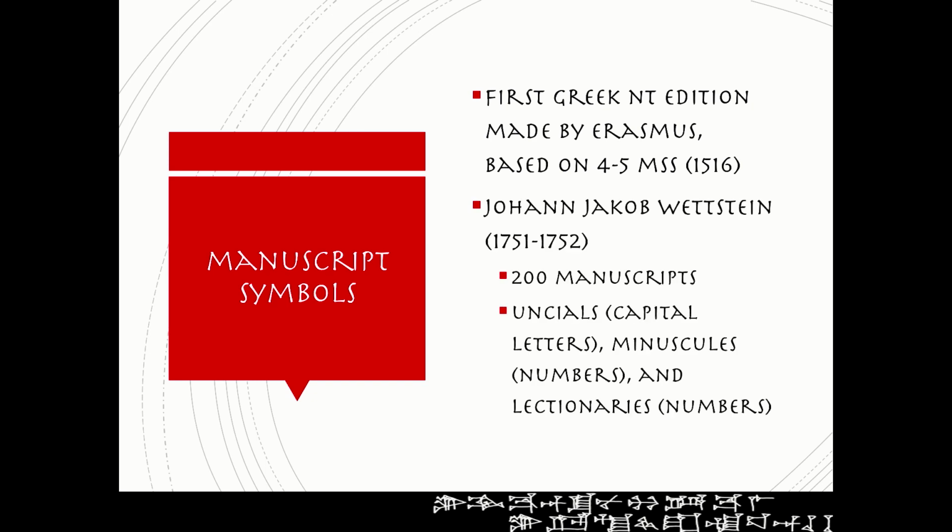Wettstein, in 1751-1752, had 200 manuscripts or so at his disposal for his edition, and he identified uncials using capital letters, minuscules using Arabic numbers, as well as the lectionaries. He used numbers as well, and this is how he identified the individual manuscripts in the edition.